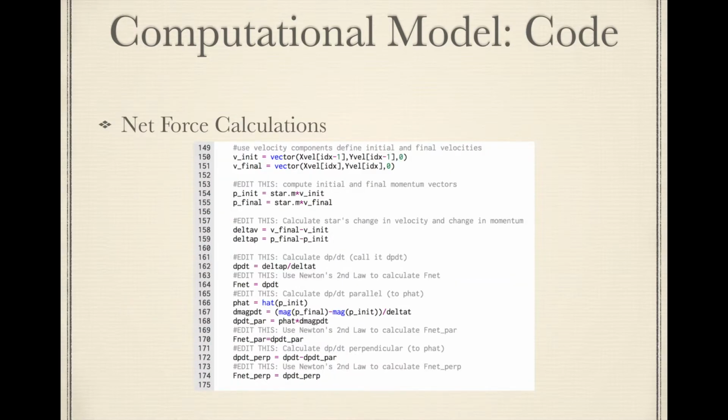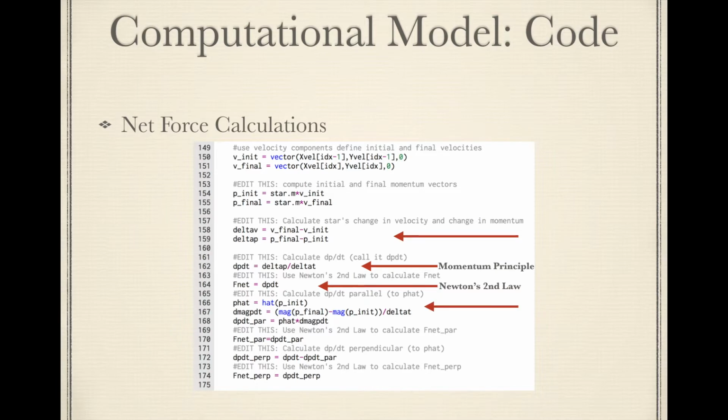Here, I go through the steps to calculate the net force and its components from the position and velocity of the star's motion. I set initial and final momentum equal to the mass times the initial and final velocities. I then found the change in velocity and the change in momentum. Next, I implemented the momentum principle and found the rate of change in momentum. Based on Newton's second law, I set Fnet equal to the rate of change in momentum.